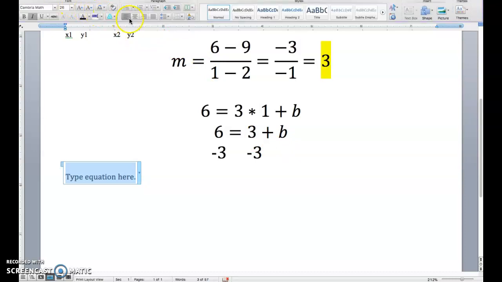6 minus 3 is 3. Bring down the equal sign. 3 minus 3 is 0, I'm not going to bother to write that. Bring down b. So I've got b equals 3. That was the second important result that I wanted.